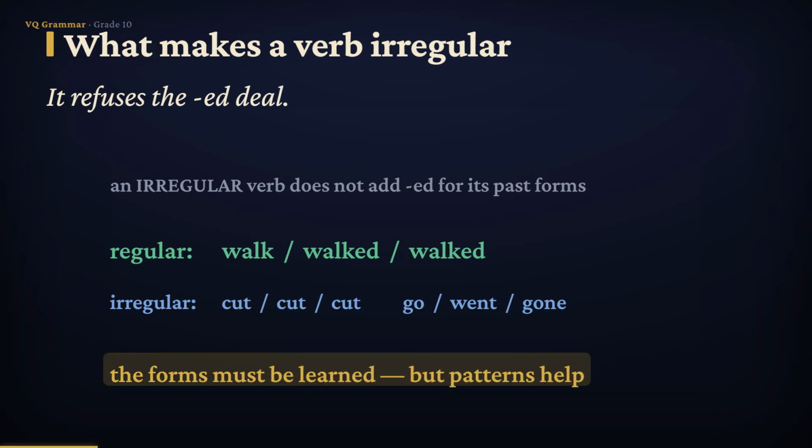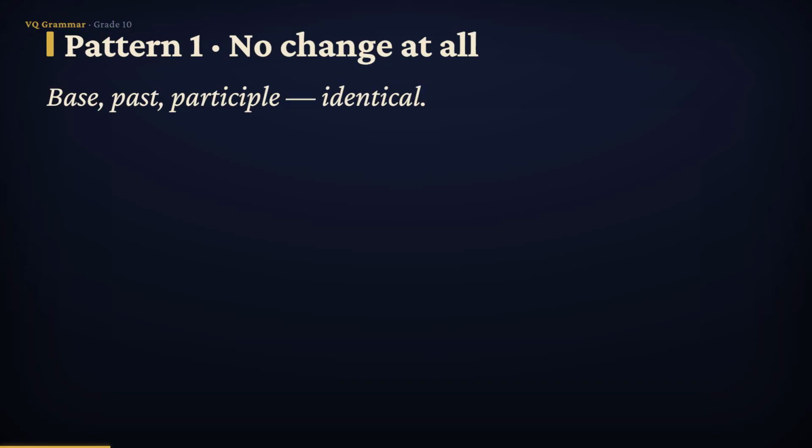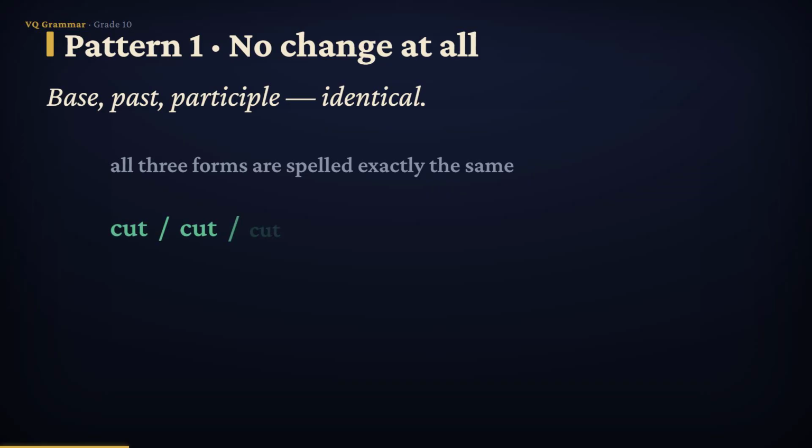But here is the good news. Irregular verbs travel in families, and once you can see the patterns, the list stops feeling endless. Our first family is the friendliest of all, the verbs that never change at all. Take the verb cut. The base form is cut. The past is cut, and the past participle is cut. 3 forms, 1 spelling. Put, set, let, hurt, burst, and cost all behave the very same way.